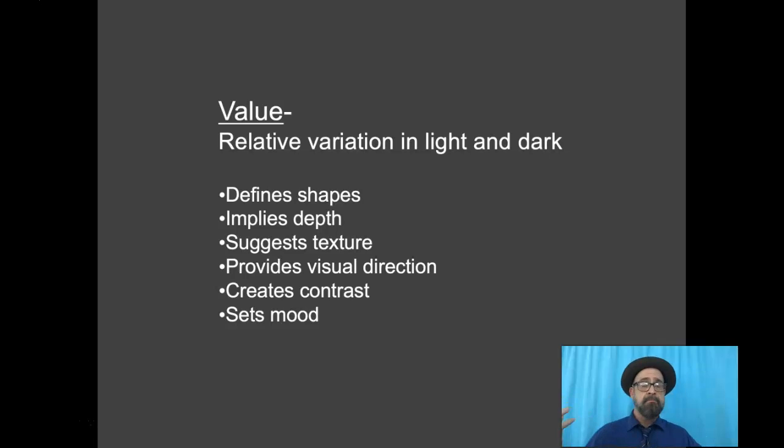Value is, in very simple terms, relative variation in light and dark. It defines shapes, right? Black, white. It can define those areas in your composition with clarity, or sometimes without, depending on how you use it. It can imply depth. It can suggest texture. Like I mentioned before, you can't have texture without value. Value comes first.